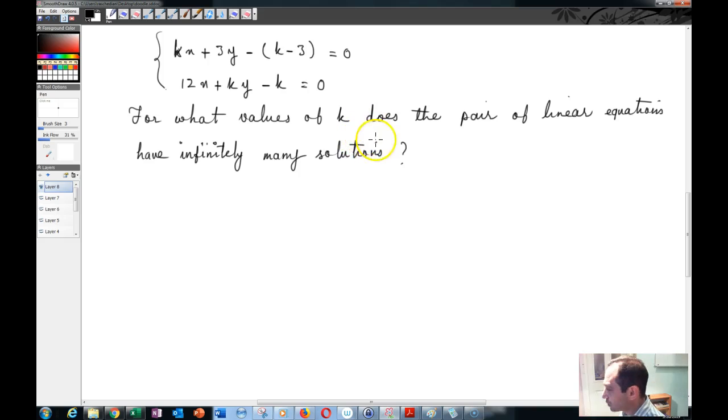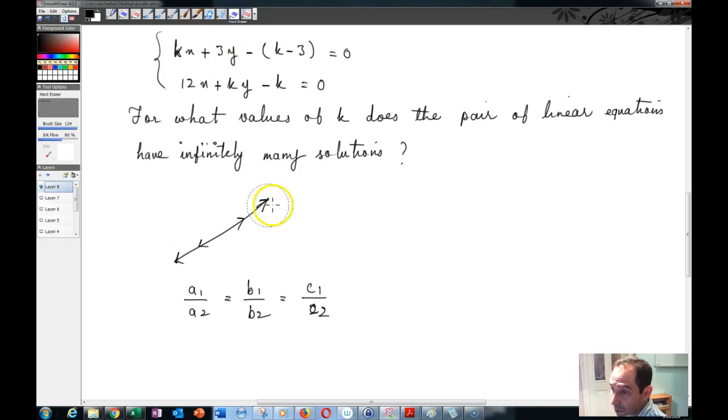So infinitely many solutions. When you have infinitely many solutions, that means we are in one of the three cases, the case where the two lines are coincident. When the two lines are coincident, you have a pair of lines like this, which are coincident. Both lines are represented by one single graphical representation. In this case, A1 to A2 is equal to B1 to B2 is equal to C1 to C2. Okay, so that's what happens here.